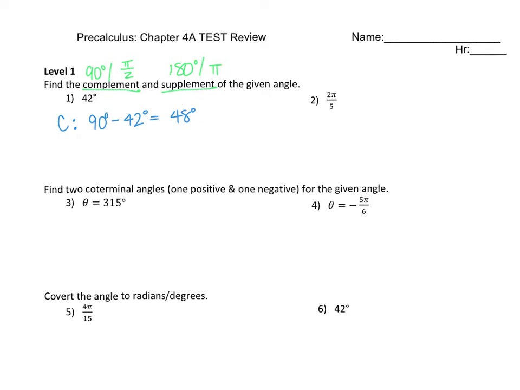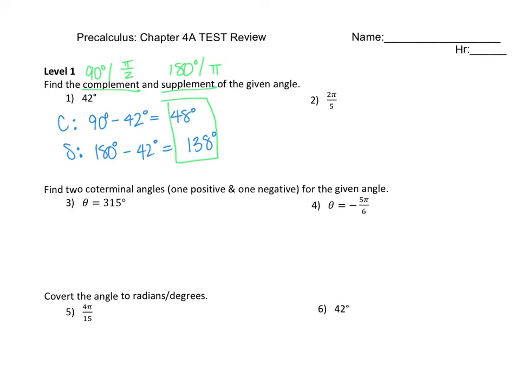For my supplementary angle, I would take 180, subtract 42. And so the difference there would be 138 degrees. And so I have my complementary angle and I have my supplementary angle.